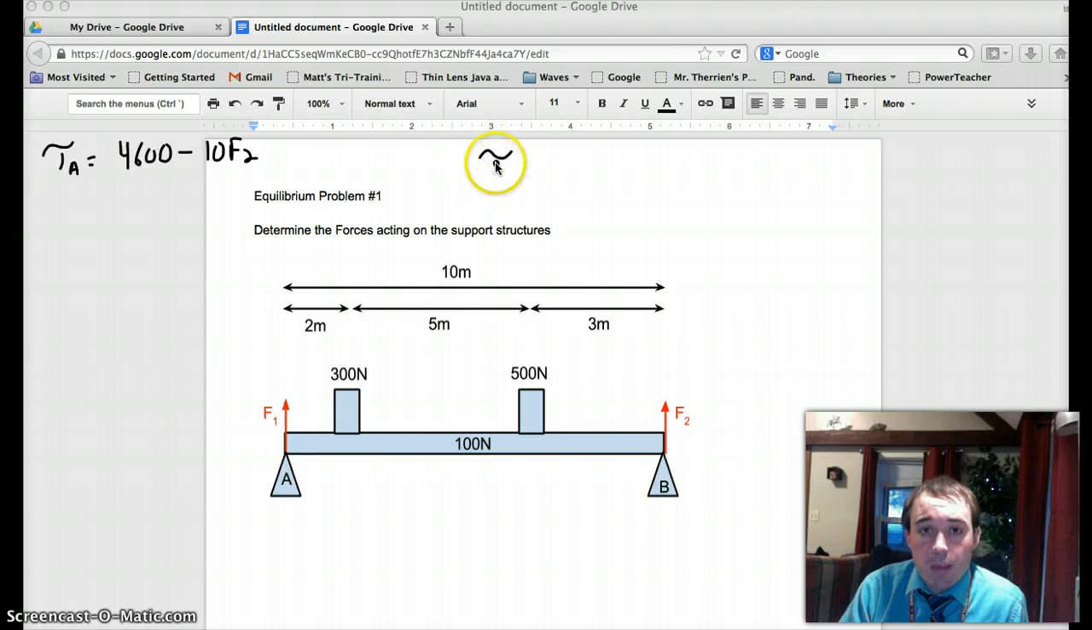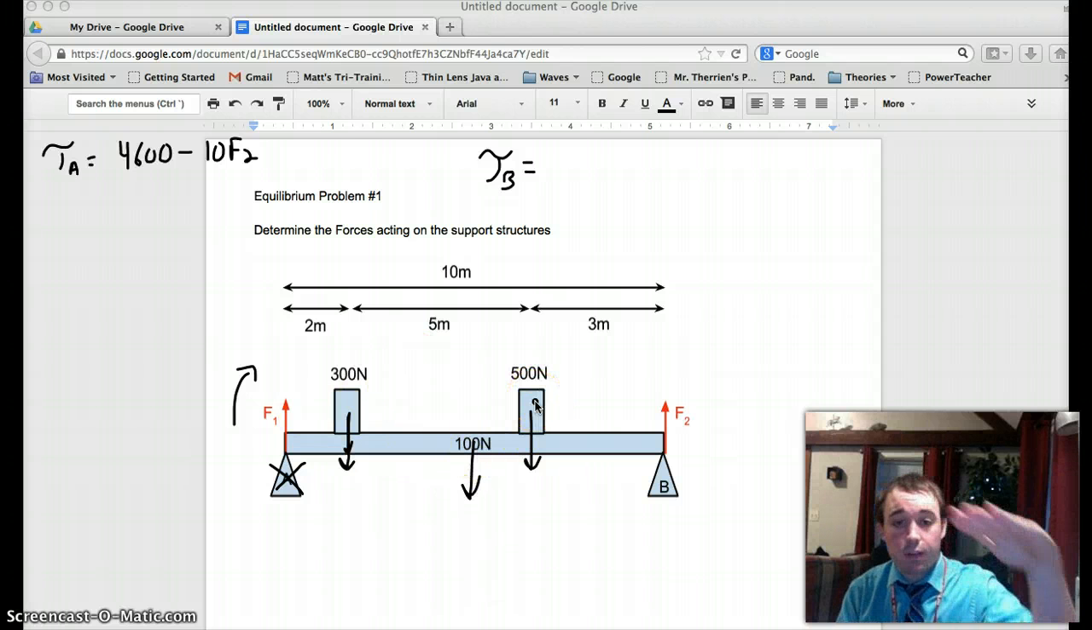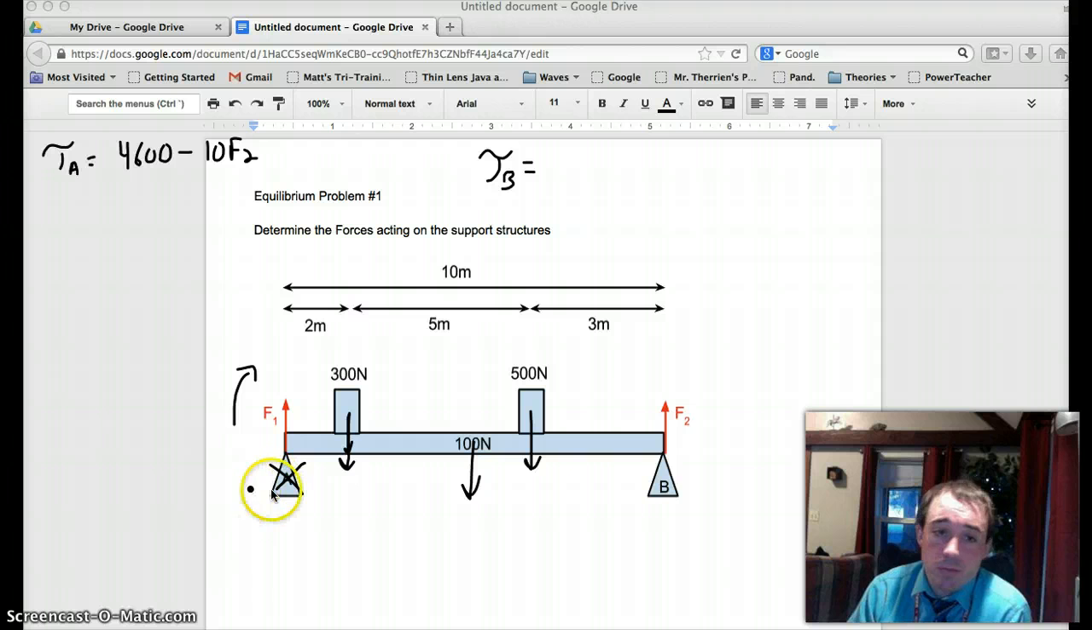We've got to do the same thing for torque around B. So I'm going to pretend that A is not there, and all the clockwise are positive, all the counterclockwise are negative, but we're still using the 300, the 100, the 500, but we have different lever arms because now we're focusing on this pivot point. And these 300, 100, 500 are also now making it try to go counterclockwise when you forget about A. It's rotating around B counterclockwise. So those are all going to have negatives.